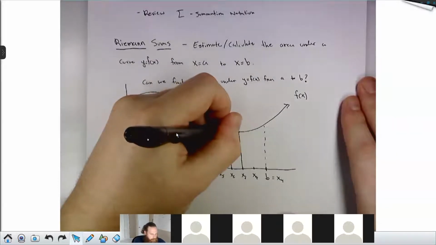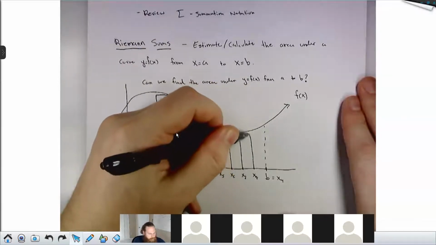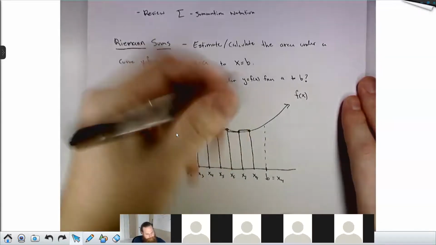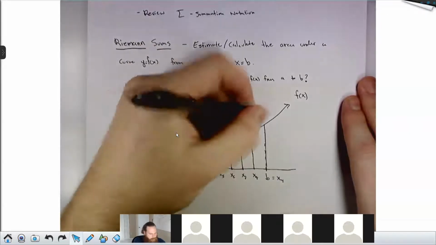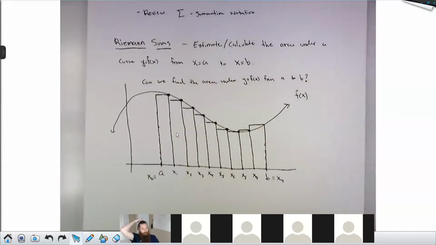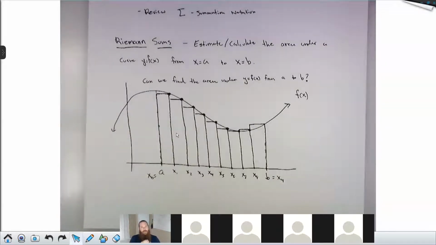You'll notice that these rectangles sometimes underestimate, sometimes they end up being too short, and other times, like right here, and certainly at this endpoint, they're too tall. They overestimate. Now here's the thing. The area underneath this curve is pretty close to the area in these rectangles, right?